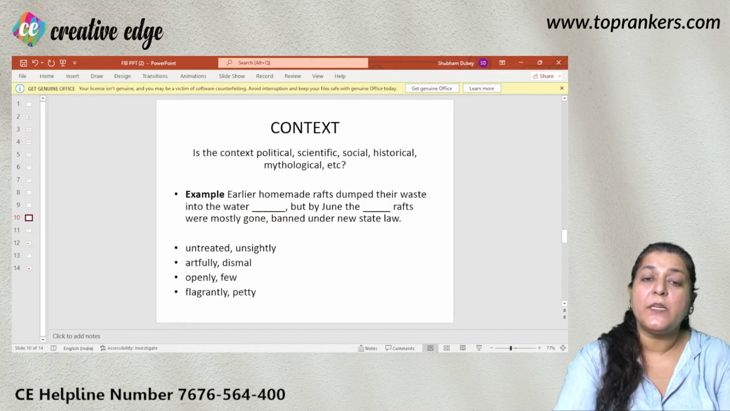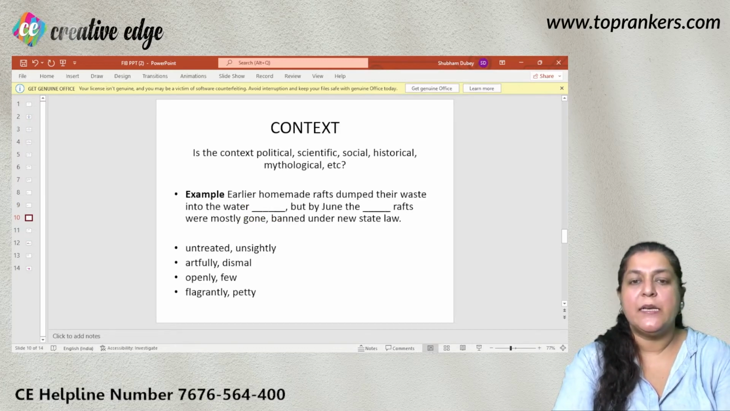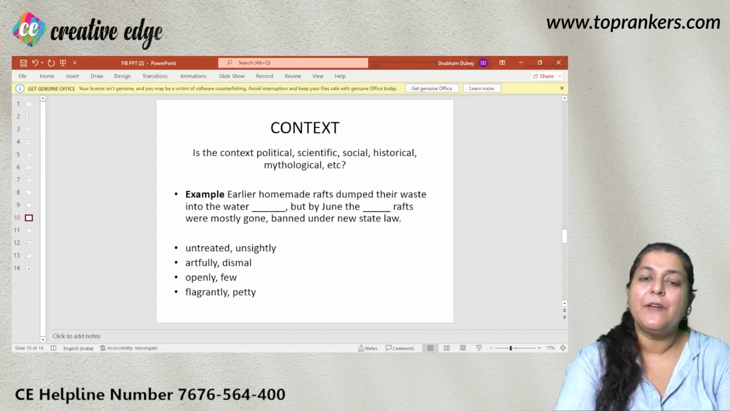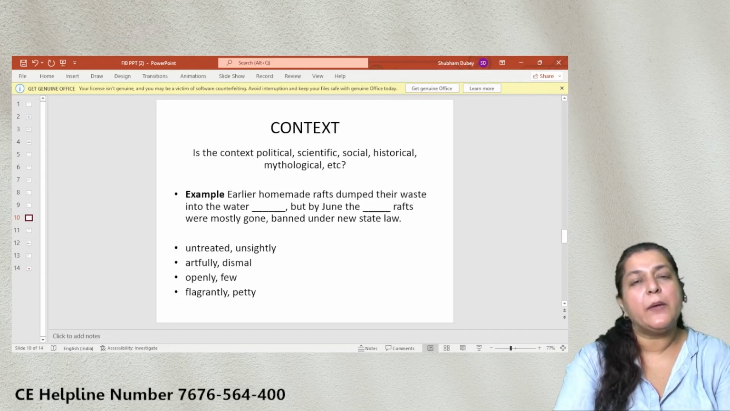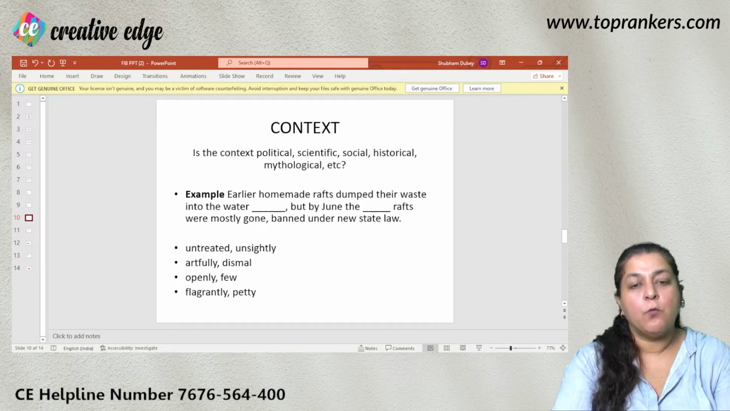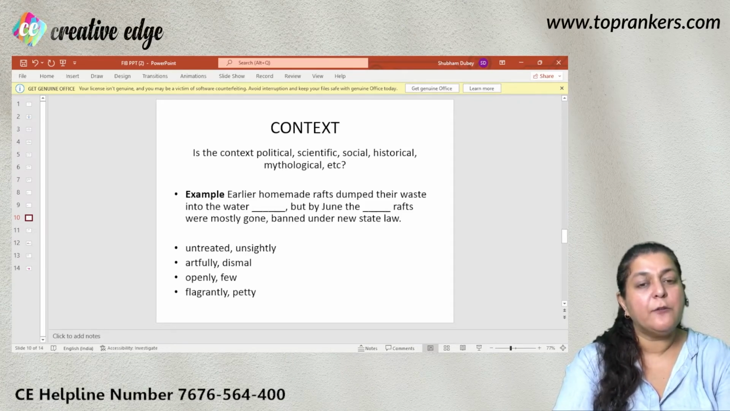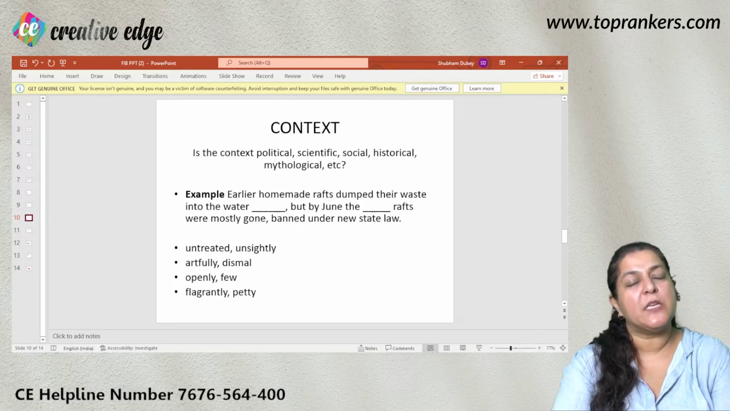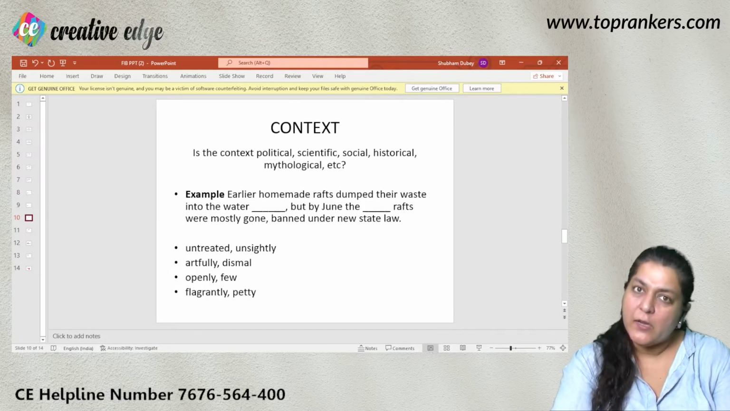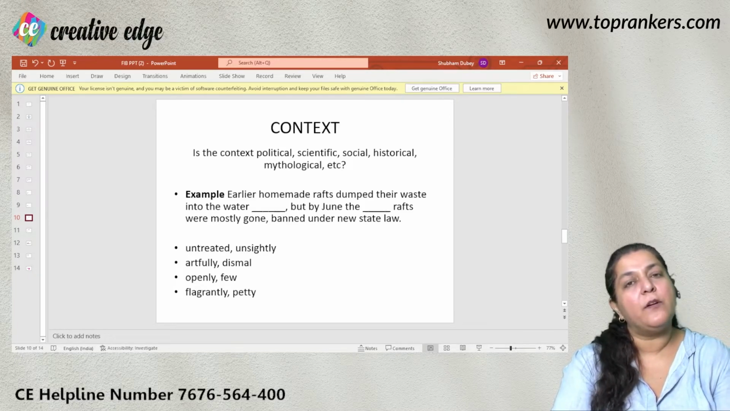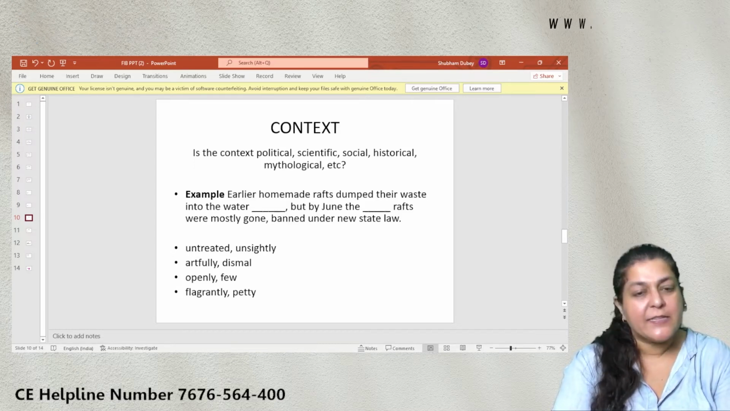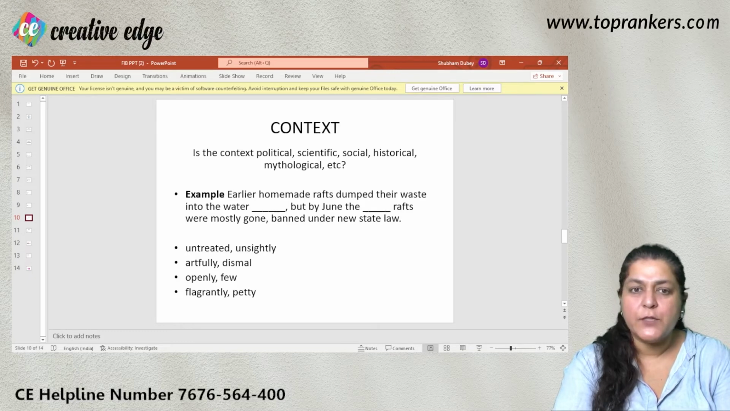Yes, it says context. Now, is the context political, scientific, social, historical, mythological, or what? Now, when you're reading this sentence, which is given to you as an example, you will be very clearly able to decipher what is being talked of. In the first blank, when you're able to zero down to one option, what helps you is that you have already shortlisted some options for the second blank. All right, let's quickly solve it together.